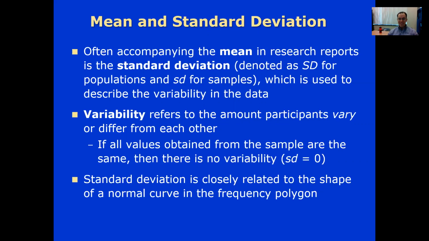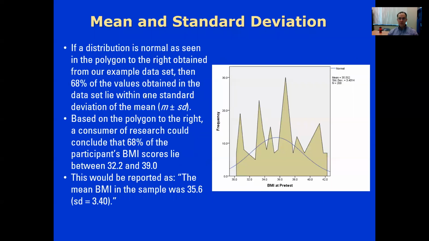Now, standard deviation is closely related to the shape of a normal curve and the frequency polygon. So here is an example. If a distribution is normal, as seen in the polygon here to the right, obtained from our example data set that we've used previously, then that would mean that 68% of the values obtained in the data set lie within one standard deviation of the mean.